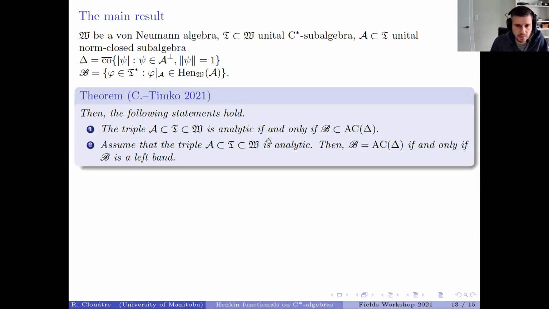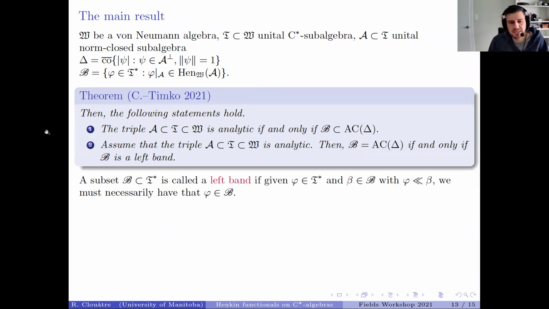But I want to point out that in the presence of analyticity, we have achieved our goal, right? We have described the set B in terms of the set delta, provided that you know something about B being a left band. So what does that mean? So I told you classically a band of measures is a collection of measures closed under absolute continuity. That's the same thing here, okay? So, sorry. A subset B of the dual space of T is called a left band if it is closed under absolute continuity.